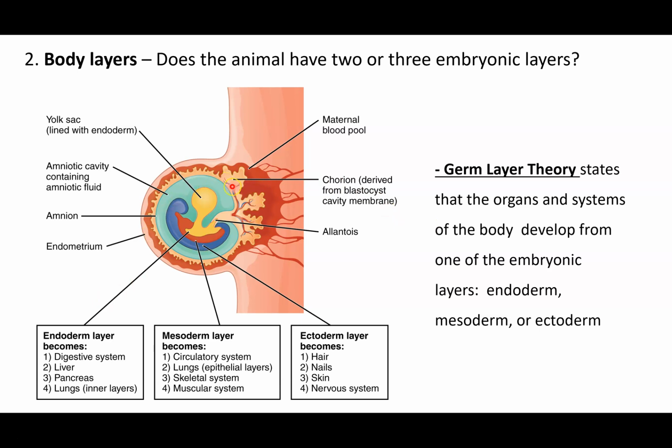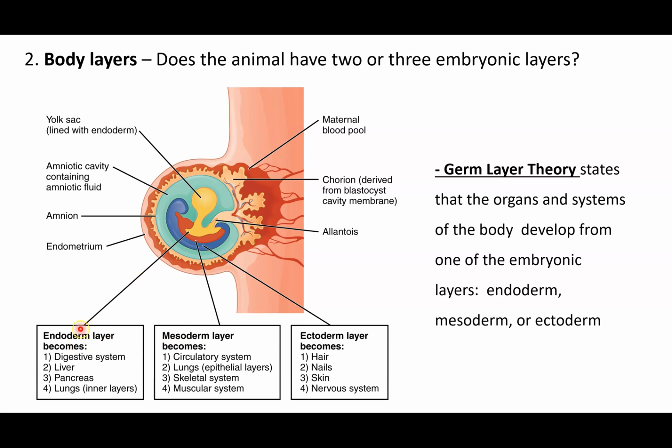And if we look again here, this is an embryo being developed inside the mother. In most developed animals like mammals, the embryo is surrounded by an amniotic cavity containing the amniotic fluid. There's the yolk sac lined with the endoderm. We have the amnion, and we have the endometrium, the walls of the uterus that nourish the embryo, and so forth. So the 3 layers are shown here.